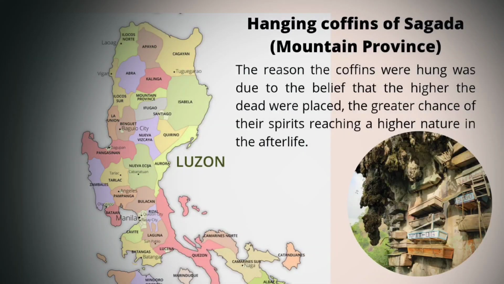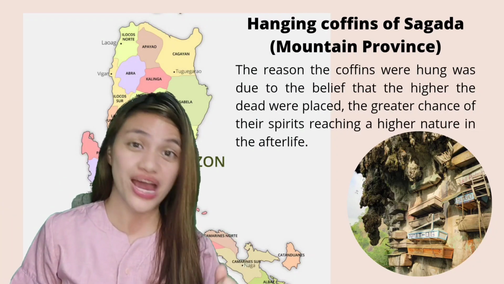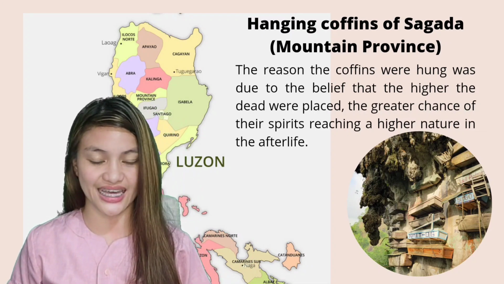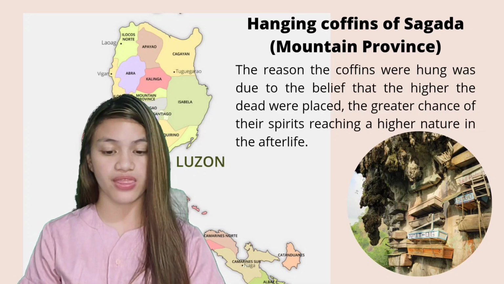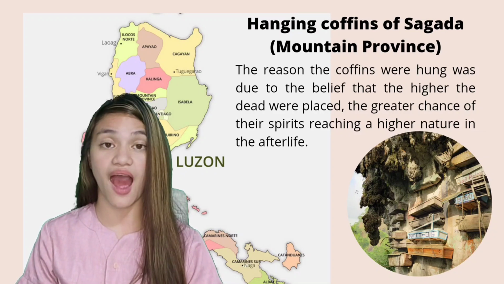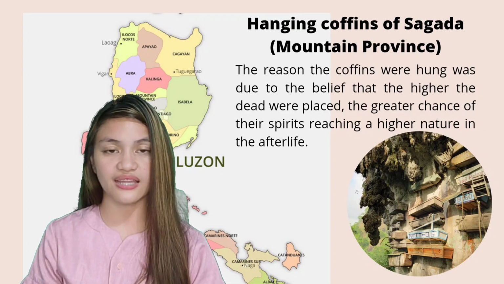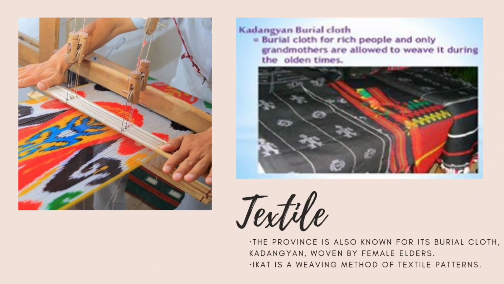Last destination for Cordillera Administrative Region is the Mountain Province. Finally, we are here in one of the places in my bucket list, the hanging coffins of Sagada in Mountain Province. The reason the coffins were hung was due to the belief that the higher the dead were placed, the greater chance of their spirits reaching a higher nature in the afterlife. The province is also known for its burial cloth, kadangyan, woven by female elders. Ikat is a weaving method of textile patterns.